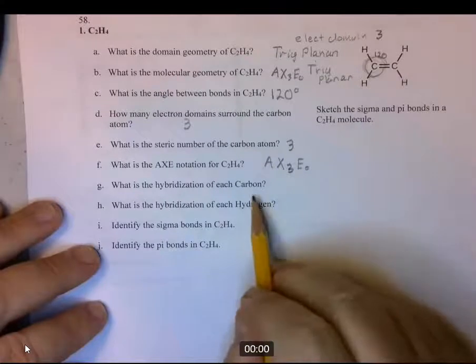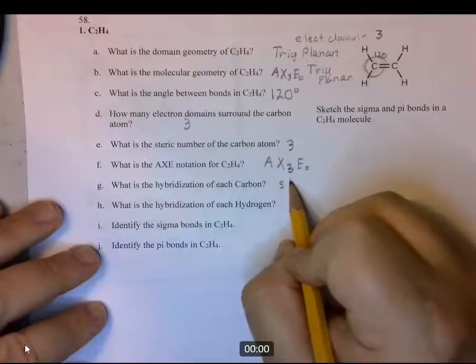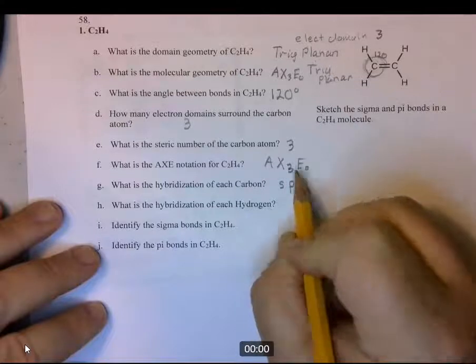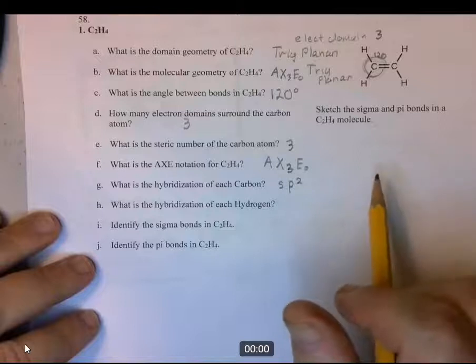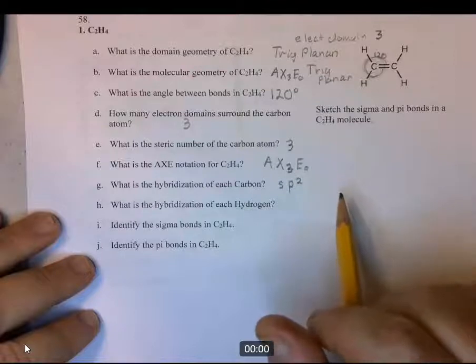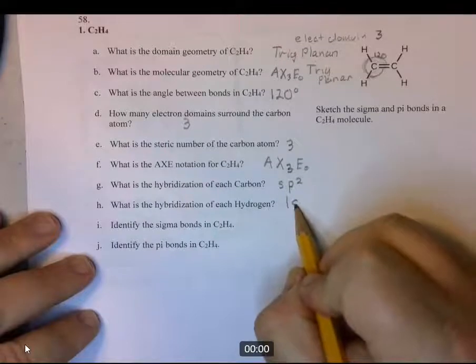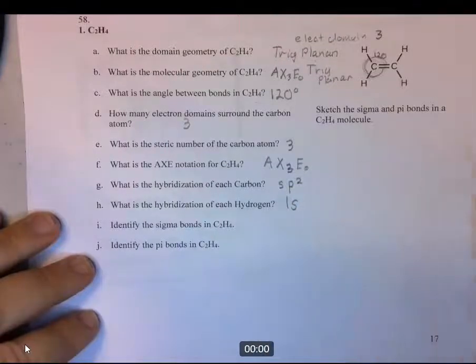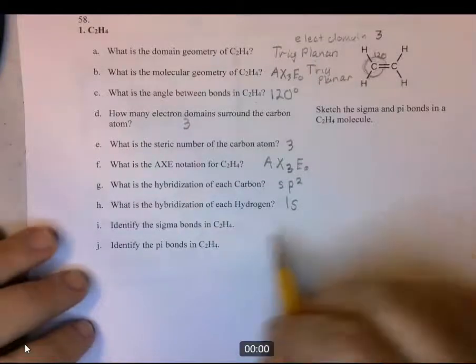What is the hybridization of each carbon? We talked about that already. It's sp2. 3 electron domains is going to give you sp2. Again, go to your sheet and look at that. What is the hybridization of each hydrogen? Okay, hydrogen doesn't hybridize. It doesn't have a p orbital. You must have a p orbital to hybridize. The only thing it has is a 1s orbital. That's not a hybridization, but that's what it has. So it bonds with its 1s orbital. It's the only orbital it has.